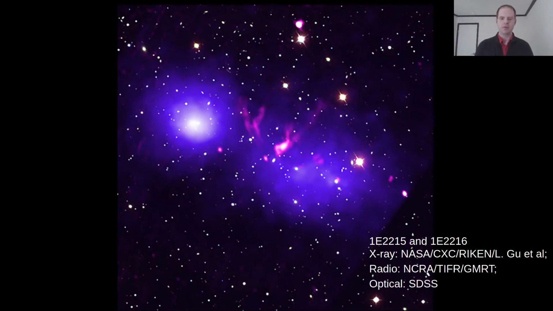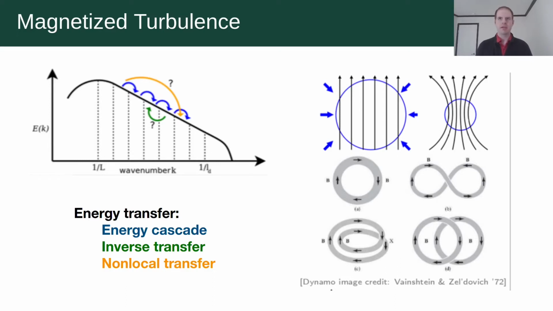Decaying turbulence refers to turbulence that decays from a large-scale perturbation instead of being driven by an external driving force. For example, a galaxy cluster merger, as shown here, would cause decaying turbulence in the intracluster medium. We're also focused on magnetized turbulence as opposed to hydrodynamical turbulence.